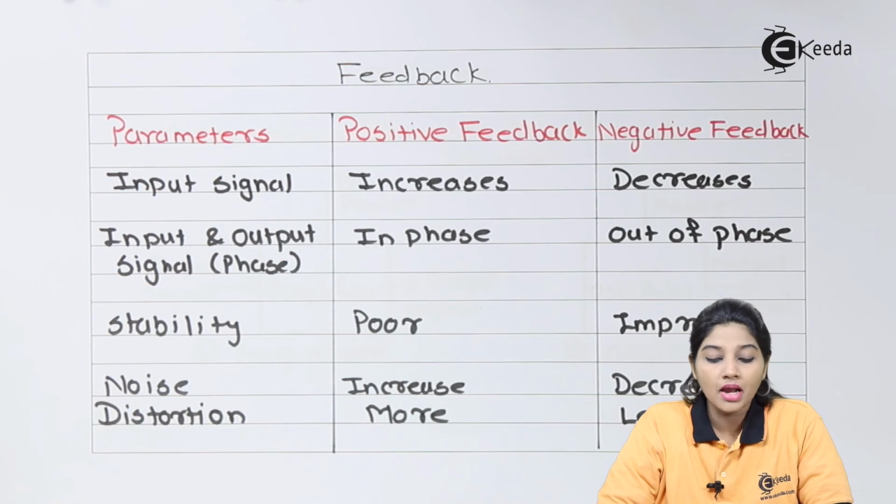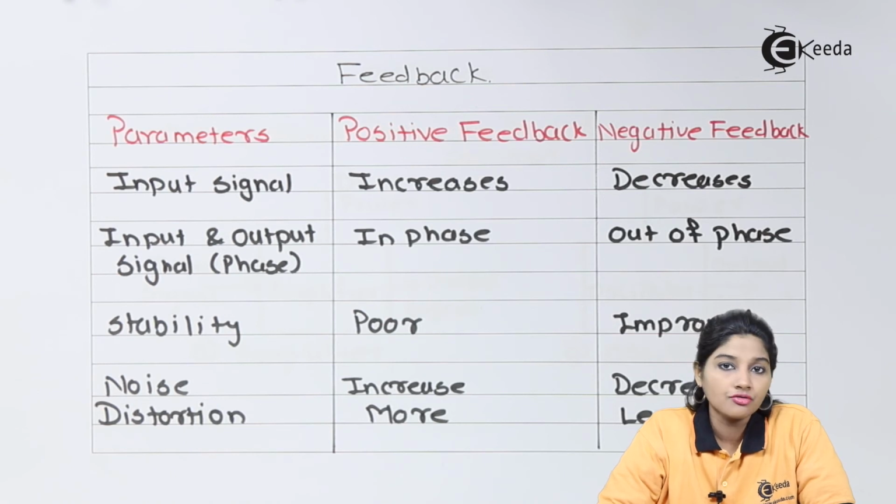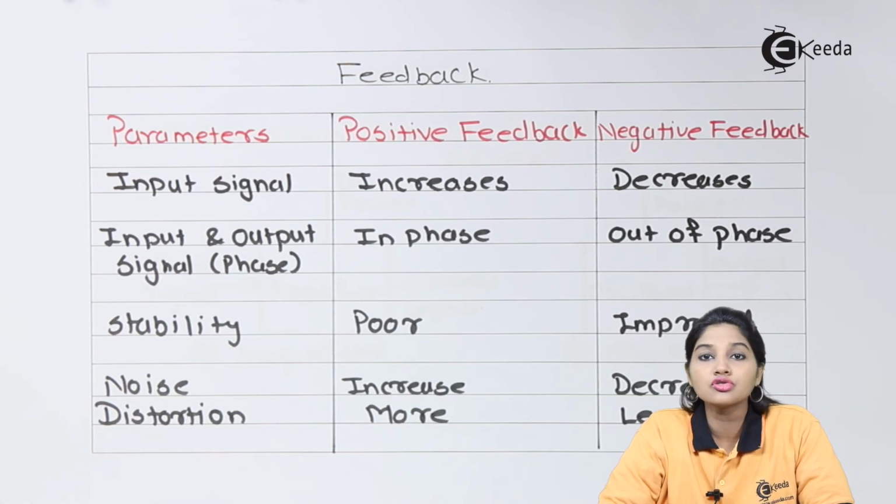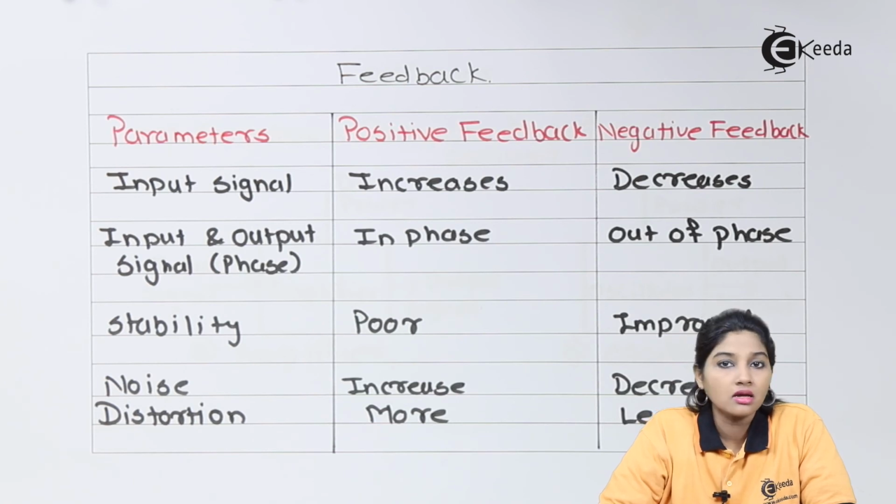So these are some parameters on the basis of which we can compare positive and negative feedback. We can see the only disadvantage of negative feedback is the reduction in gain. But because of the number of advantages provided by it, negative feedback is used in most of the electronic circuits. So this is what we had about feedback and types of feedback.